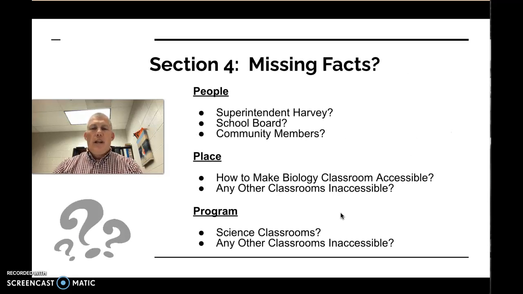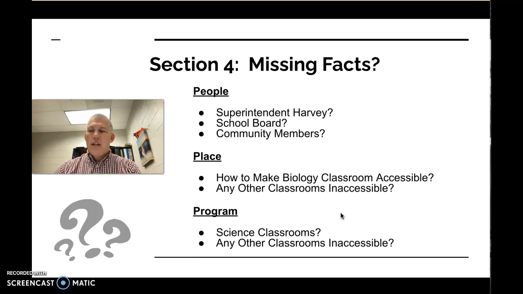Next, I'll determine if there are any missing or unknown facts. I'll start with people. After the meeting with the parents, I will inform Dr. Harvey, the superintendent, of the situation, and I assume that he will then inform the school board. As Dover is a town that is supportive of the school and of the football team, this case could have wide-ranging implications within the community.